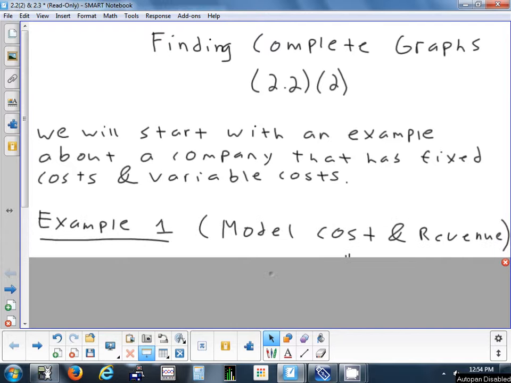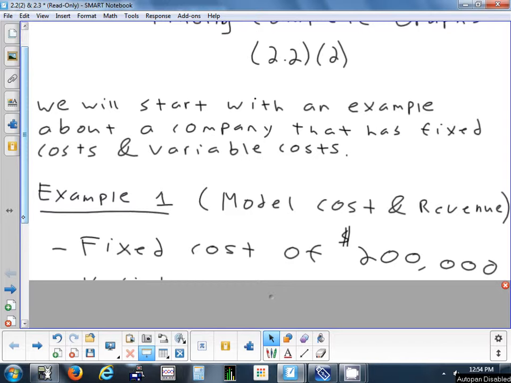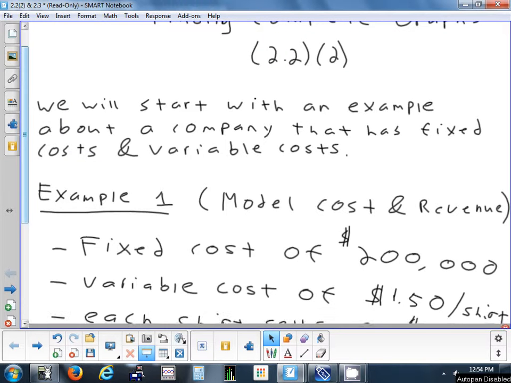for our company. This company has two types of costs. They have what's called fixed costs and variable costs. A fixed cost is a cost that's fixed. It doesn't change. It stays the same. A variable cost is a cost that changes depending on how much product you produce.